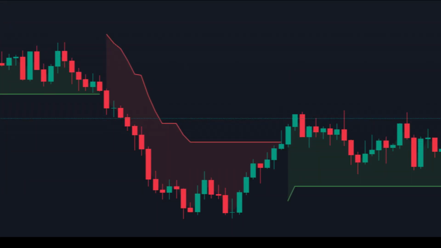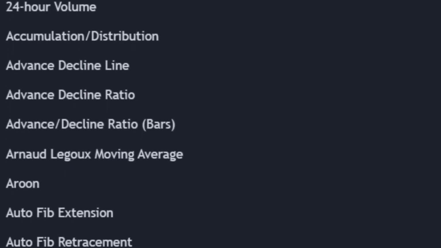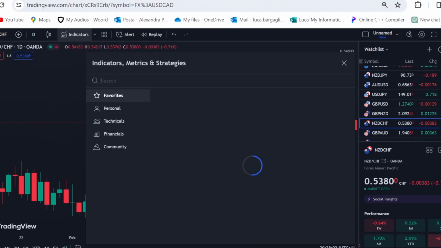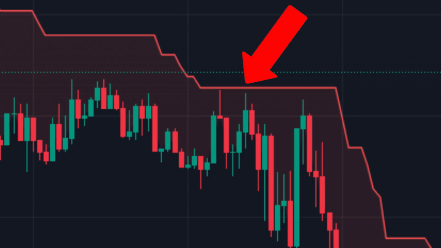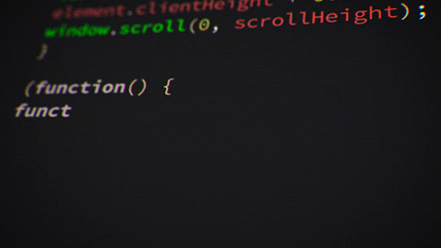The next strategy will be a strategy with the super trend indicator and without any other indicators. To add the super trend indicator, just go to the indicators and type super trend and select the first result. When the line is green, it indicates that the trend is bullish and that you should enter a trade long. And when the line is red, the trend is bearish, so you should enter a trade short. Now let's run the code.